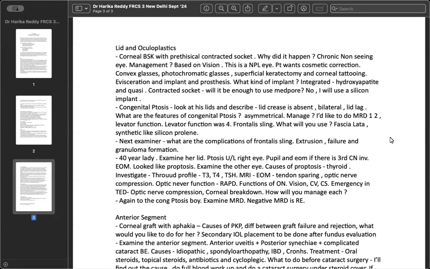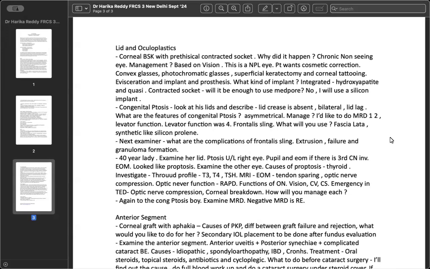Then he asked me, what are the emergencies in thyroid eye disease? So there are two emergencies which have to be addressed immediately, which are optic nerve compression and corneal breakdown. He asked me, how will you manage each one? So if there is optic nerve compression, you do IVMP, and depending on how much proptosis is there, if it reduces, that's fine, or else you would have to do a debulking.